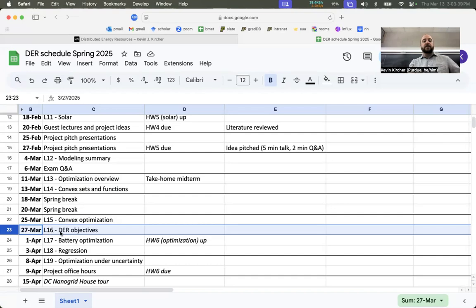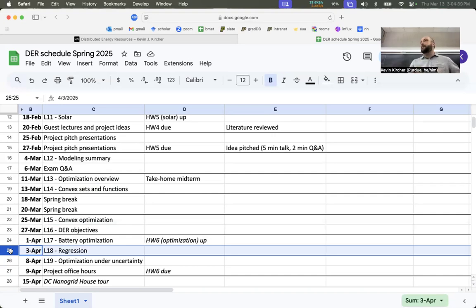This lecture, lecture 16, will talk about what the different things are we might want to do in a DER optimization problem, and what different objectives we might have. Then we'll go into some specific examples, looking at a battery. The lecture on regression will be about model fitting and predicting things, such as predicting energy use, or the water draw usage from a water heater.